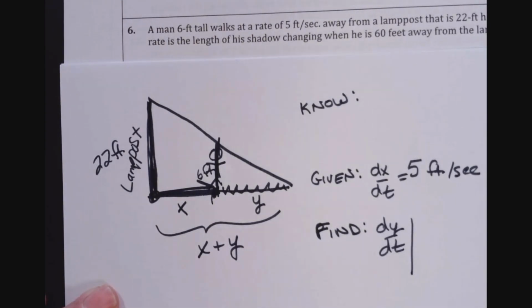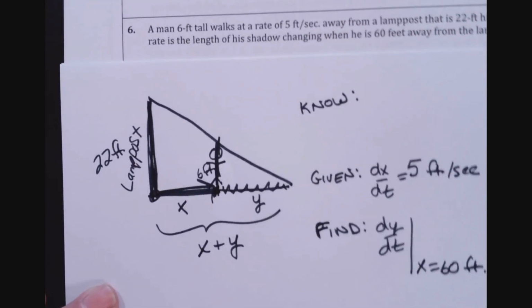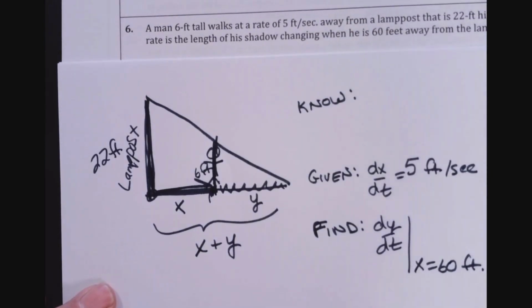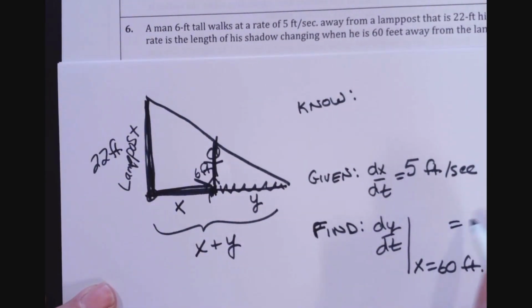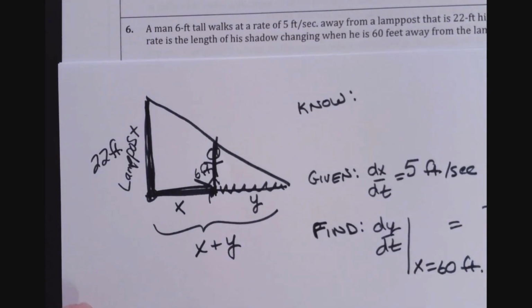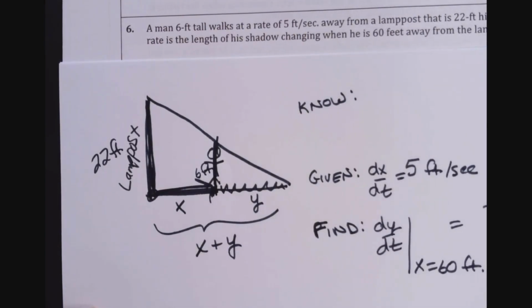So what would that be? Is it y equals 60? x equals 60. When x equals 60 feet. It says he's 60 feet away from the lamppost. So we want to know the rate that his shadow is changing. So we want to know dy/dt when x equals 60, when he is 60 feet away from the lamppost. Well, we skipped over this no.